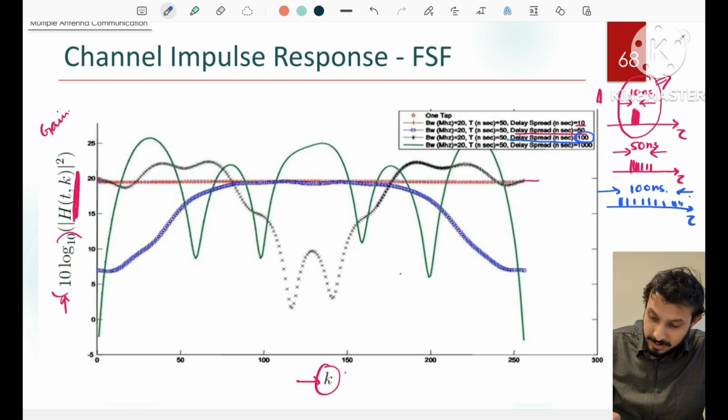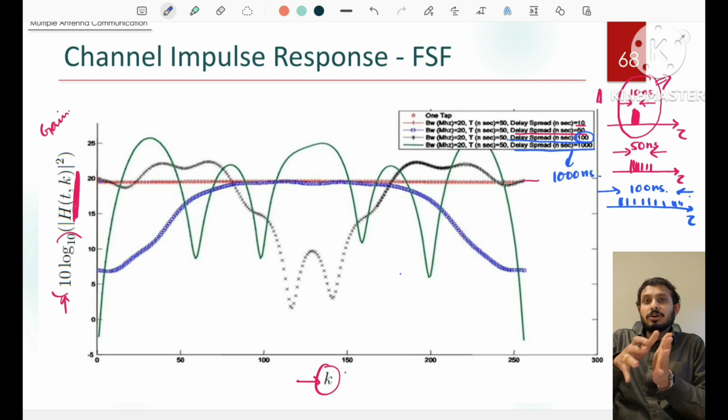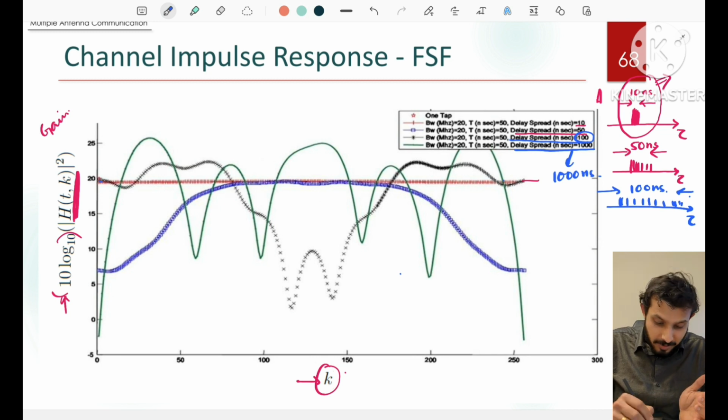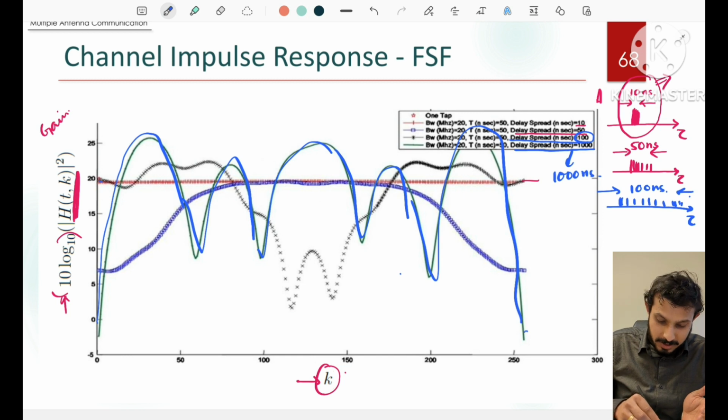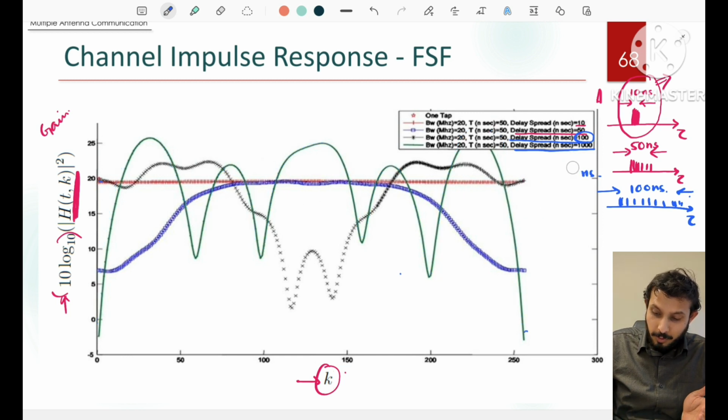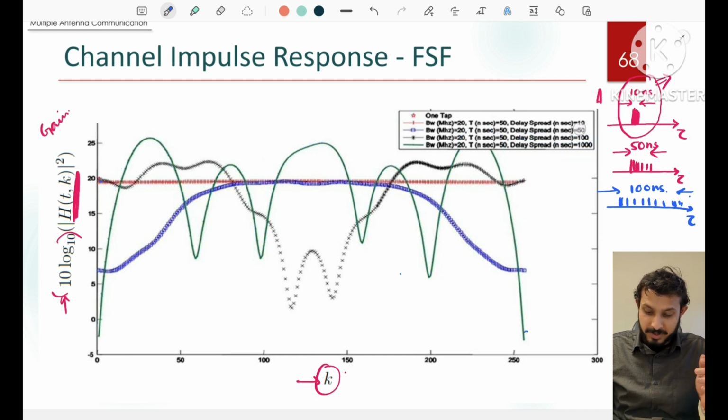Now if we further increase the delay spread to 1000 nanoseconds, there are many fluctuations in the response with respect to frequency, like in this green line. With this we will define what we mean by coherence bandwidth.